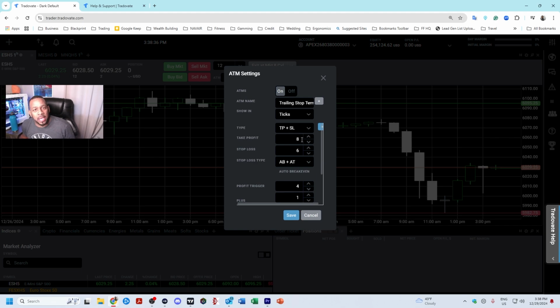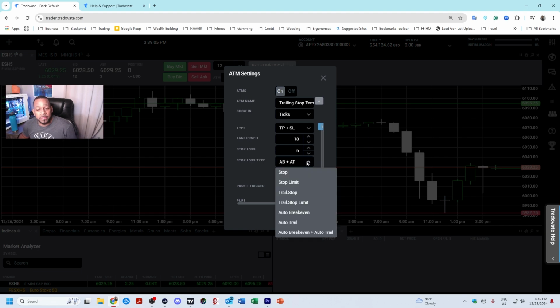Take profit, again, and I just had this here. But take profit is at 8 ticks. I'm risking 4, so that's a 2-to-1. Stop loss is 6 ticks. So in this case, my stop loss is 6. This is my first take profit. So if this was actual, I put that at 18, right? So that's a 3-to-1.